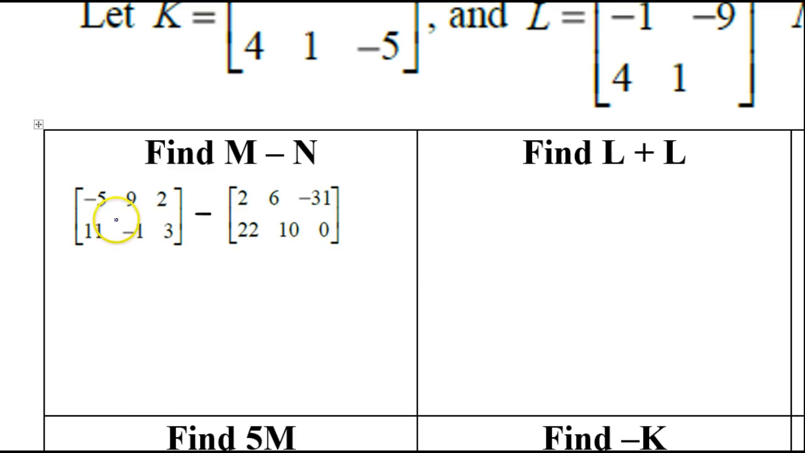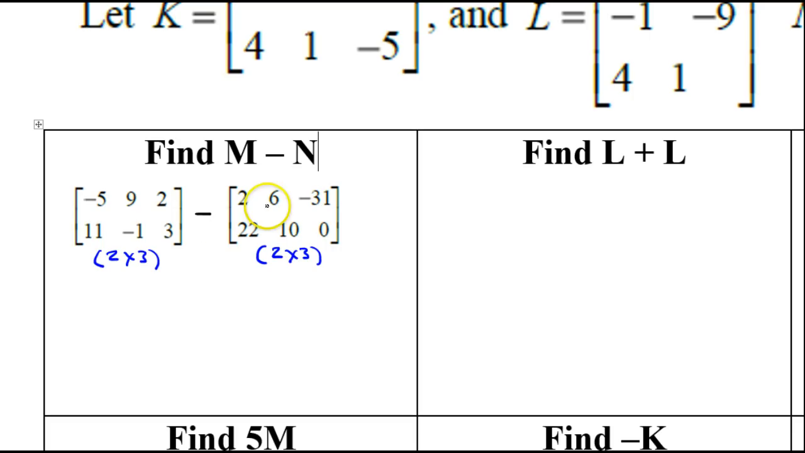And so when you add or subtract matrices, they have to have the same dimensions. So notice that this is a 2 by 3 matrix, and this is also a 2 by 3 matrix. If they did not have the exact same dimensions, this would not be possible. Since they are the same dimensions, we can subtract, and we simply subtract the corresponding elements.